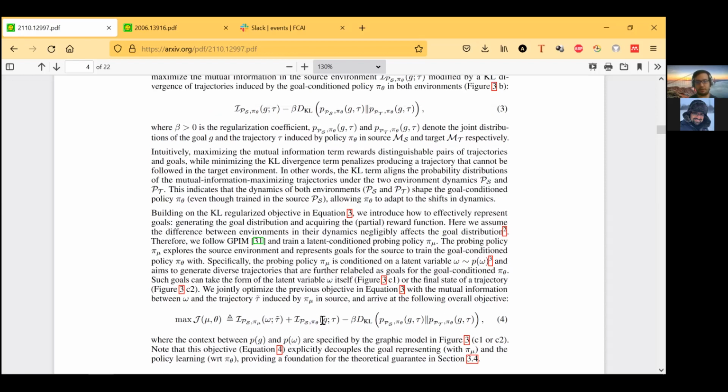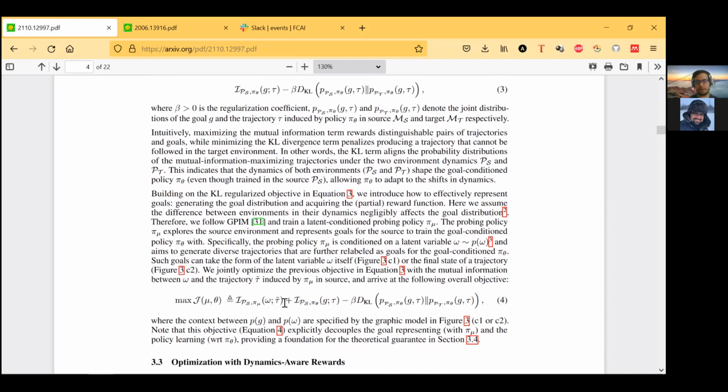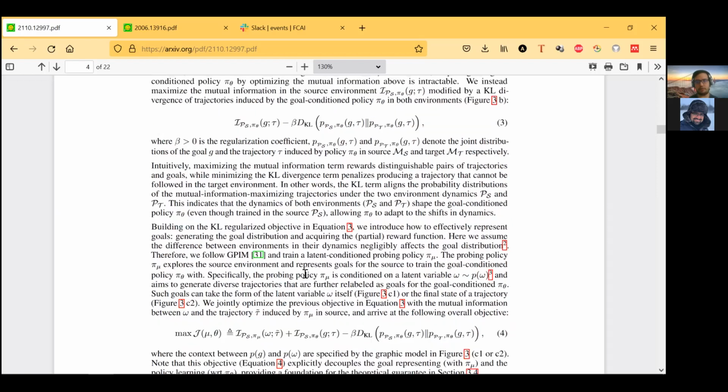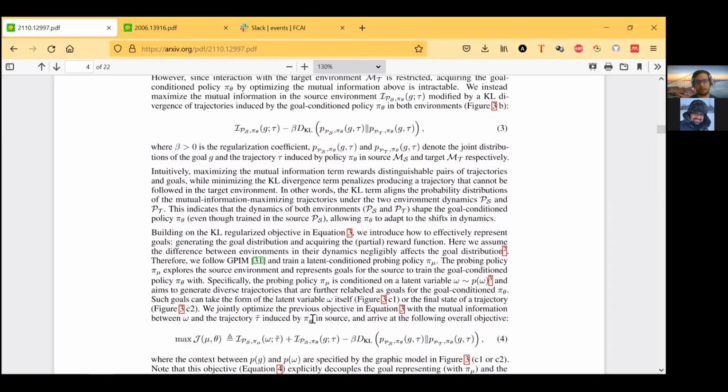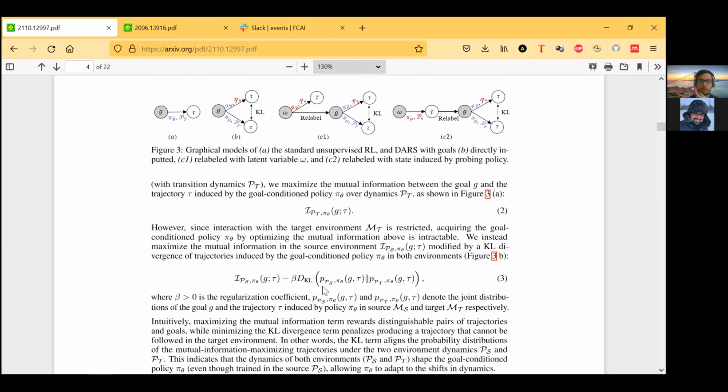Two types of policies. One that will optimize the abstract goal, and then you get the goal in the state space by picking the last state of the trajectory. All right. Does this answer the question?